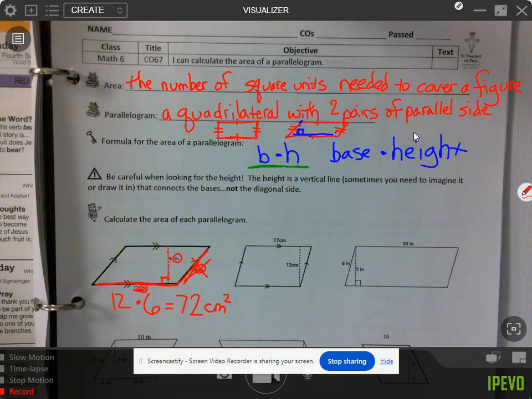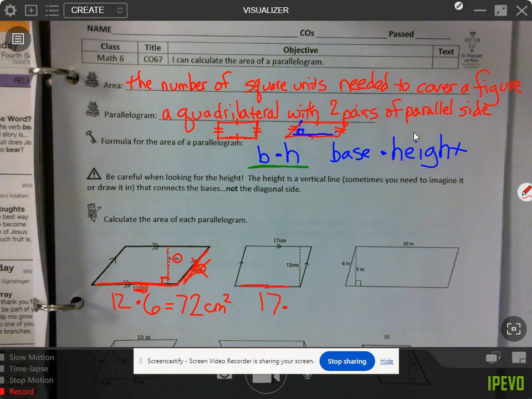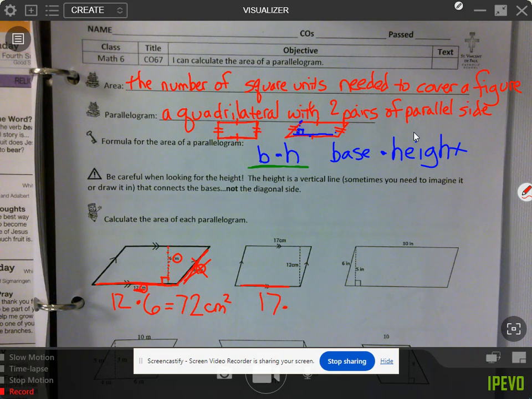Let's look at our next one. What am I going to multiply? What is my base? Callie. 12 times 17. So which one is the base? 17. But wait a minute, isn't my base on the bottom? And that 17's on the top. How does that work, Melanie? They're parallel, so they're the same. They're both bases. So it doesn't matter if your number's on the top base or the bottom base. Because it's a parallelogram, you can use either one. So they're both considered a base.